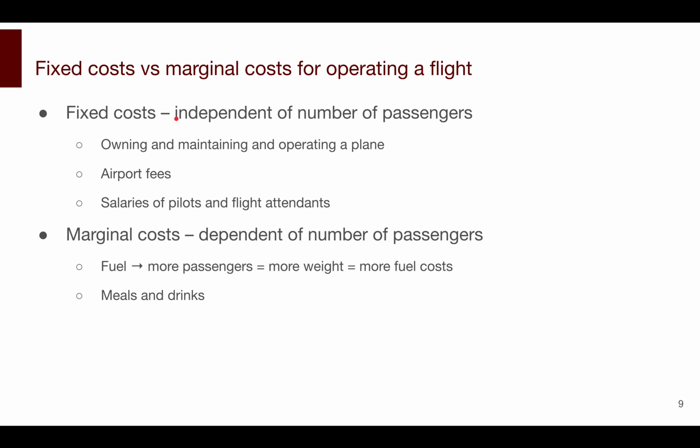The marginal costs are dependent on how many passengers are actually flying on the flight. For example, fuel. If you have more passengers, the flight is heavier and you have to pay more fuel costs. And if you have more passengers, you have to serve them more meals and snacks and drinks. The key insight is that the marginal costs are much lower in general than the ticket prices, and also the marginal costs are almost zero if the flight has many empty seats.